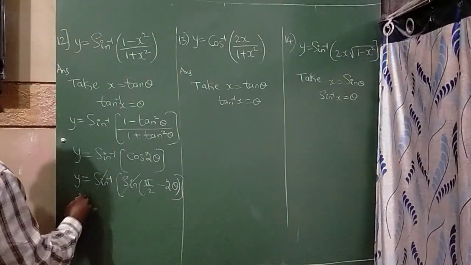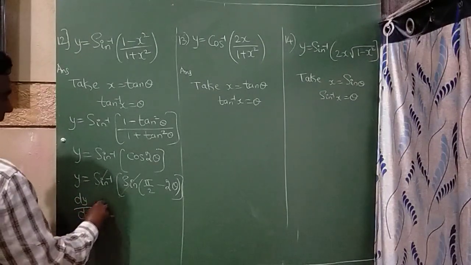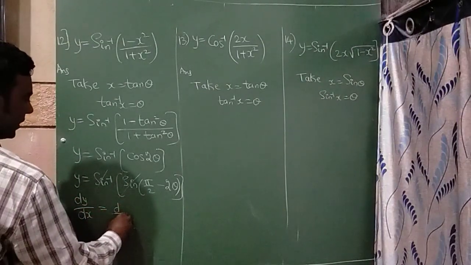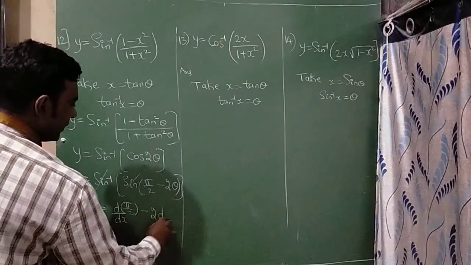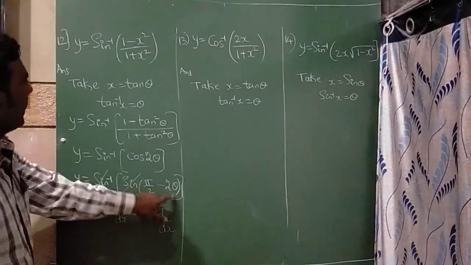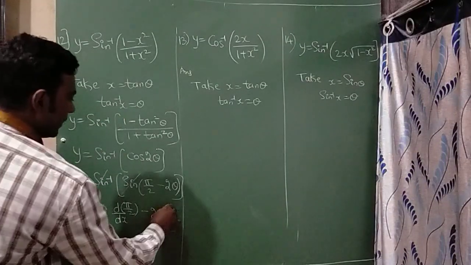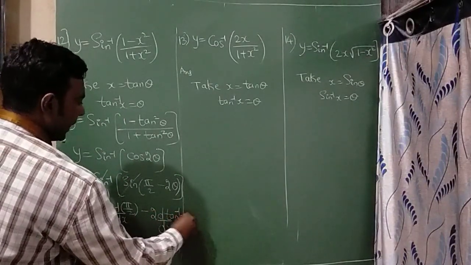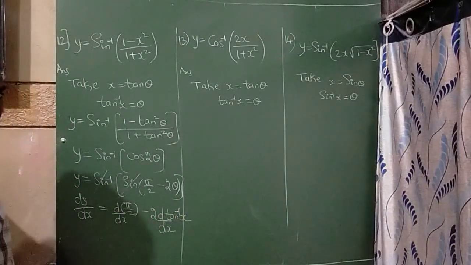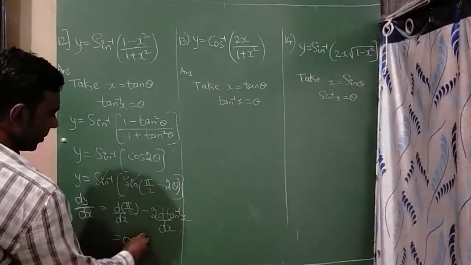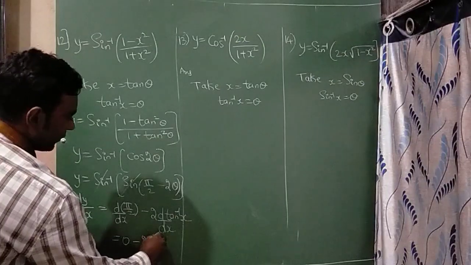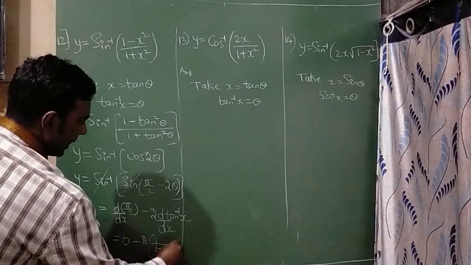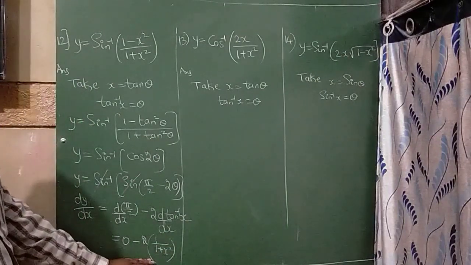Okay, so now what you can write? dy by dx is equal to d by dx of pi by 2 minus 2 d by dx of theta, means what? It is tan inverse of x. So the derivative of the constant is always 0. Minus 2, as you know that d by dx of tan inverse of x is 1 divided by 1 plus x square. So this is your final answer.